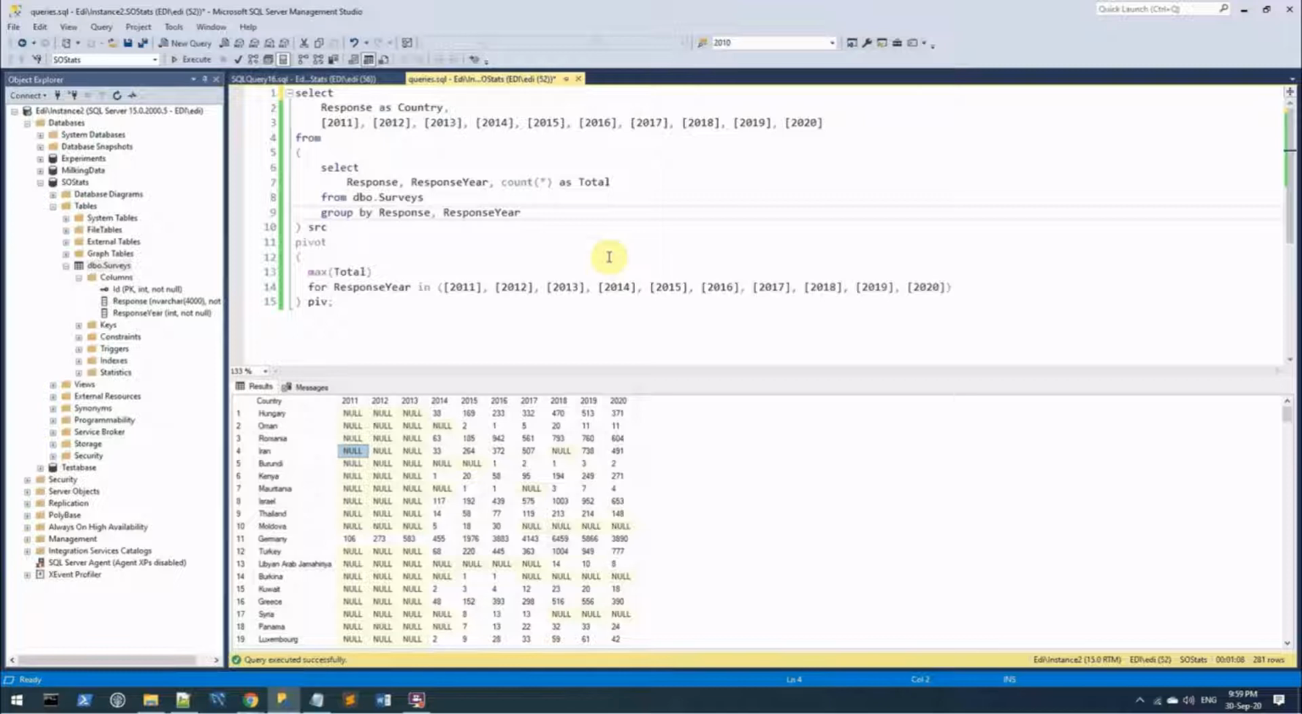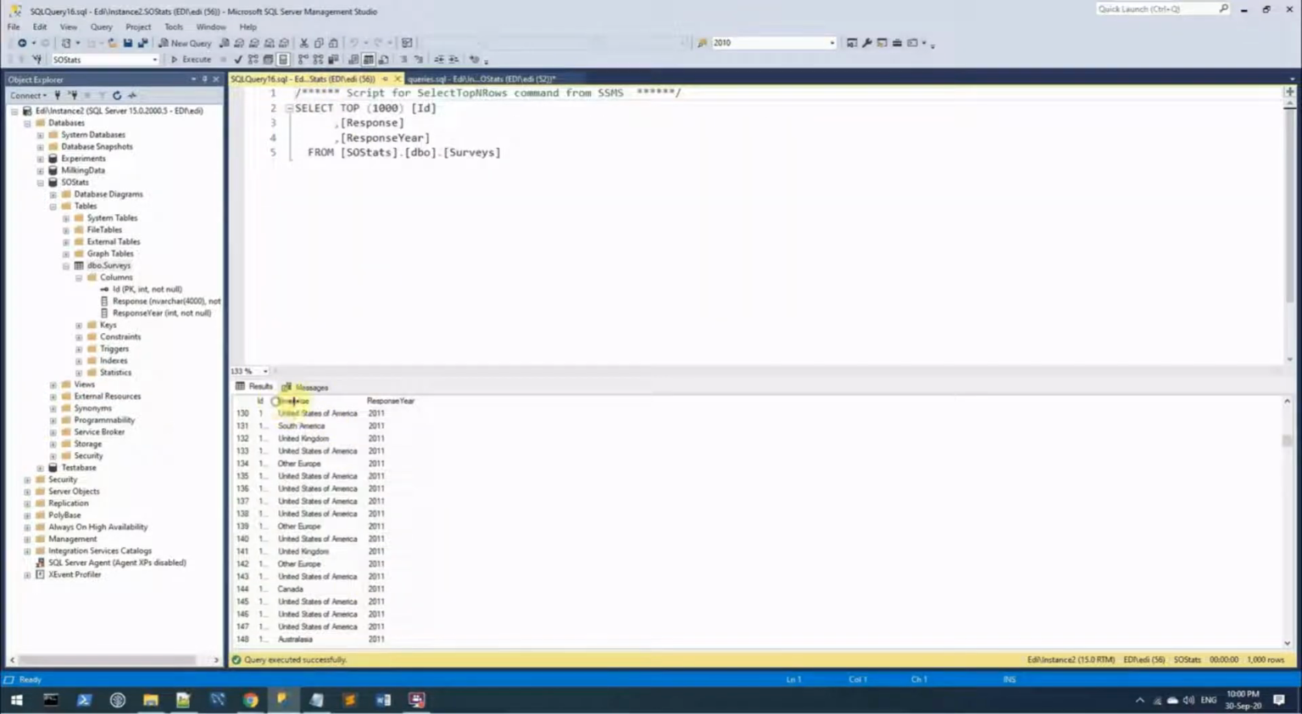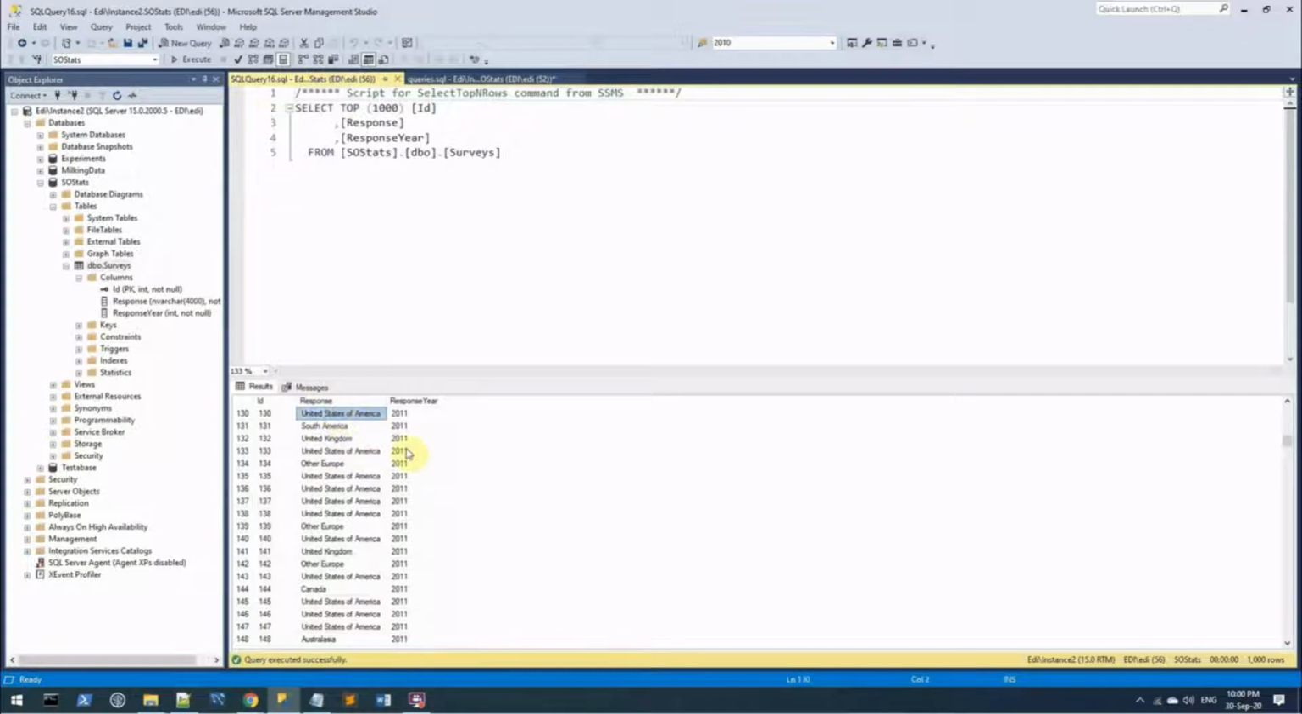We are grouping by response and response year, and that basically means we are grouping by country or region and the associated response year. So for example, actually it would be easier to explain in here. If we have, let's say for United States of America, 100 entries here, then in 2011 the grouping, the total count will be 100. That is just an example.